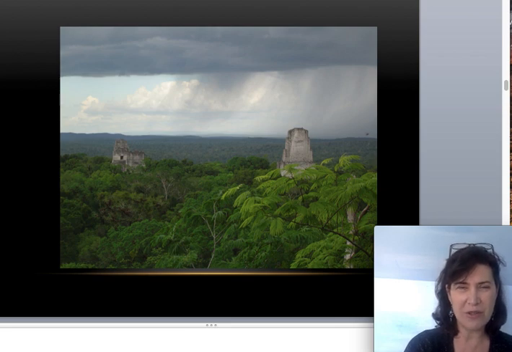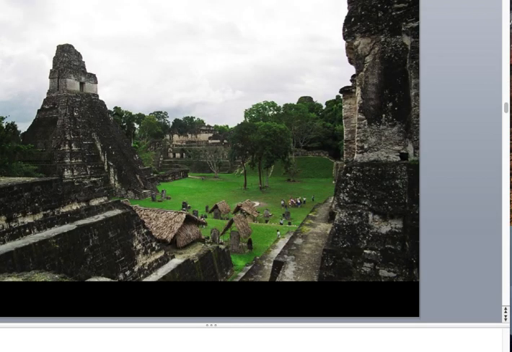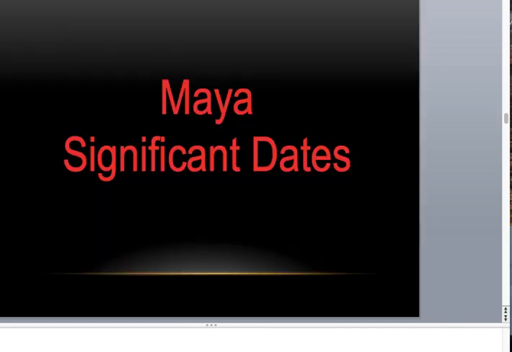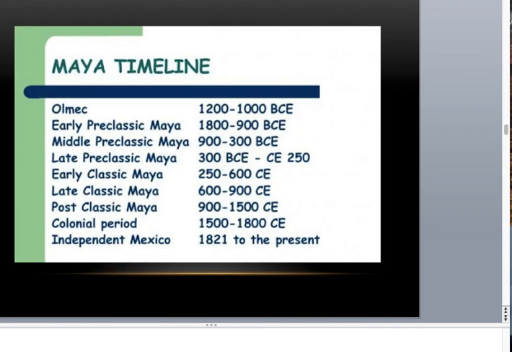So this is a view of some Mayan ruins in the jungle today. Here's a recovered Mayan city. This is actually the city of Tikal. Pretty amazing what it looks like. The significant dates, which we talked a little bit about, you can see in the timeline here.